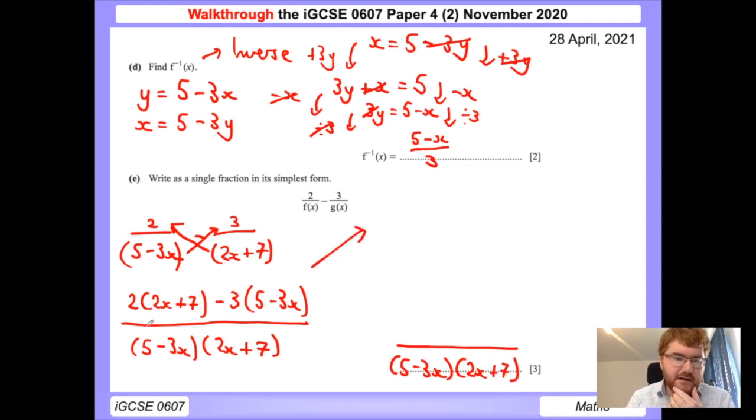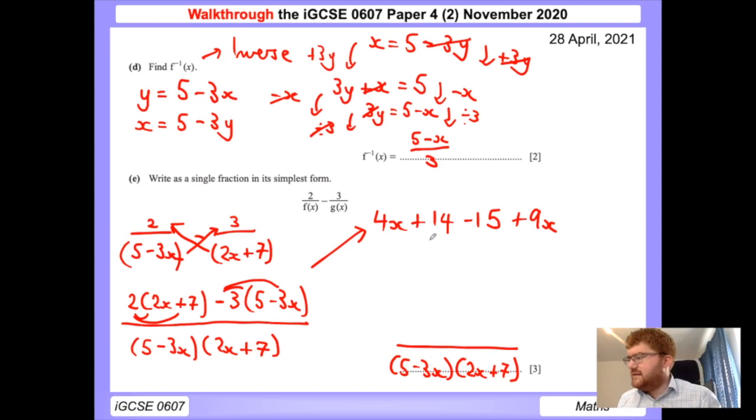So let's expand out the bracket using the hook twice. So 2 times 2x is equal to 4x. 2 times 7 is equal to 14. Now minus 3 times 5 is minus 15. This is where you have to be really careful, otherwise you can make an easy mistake here. Minus 3 times minus 3x is equal to plus 9x.